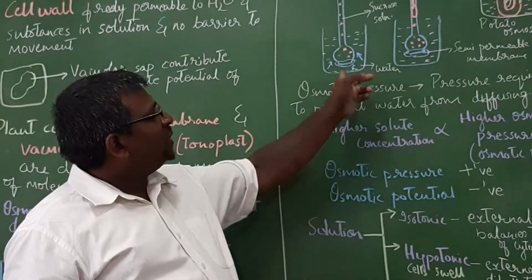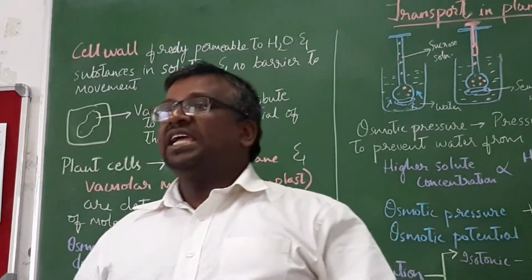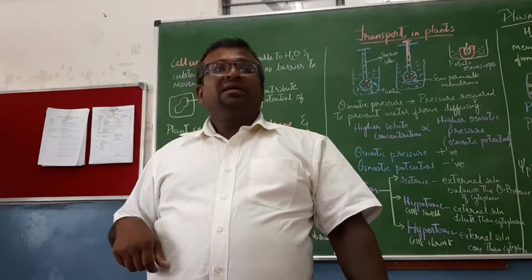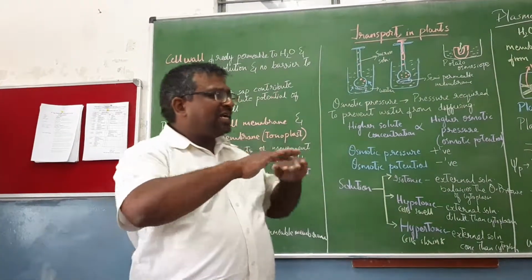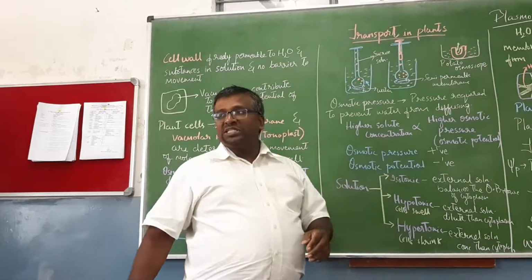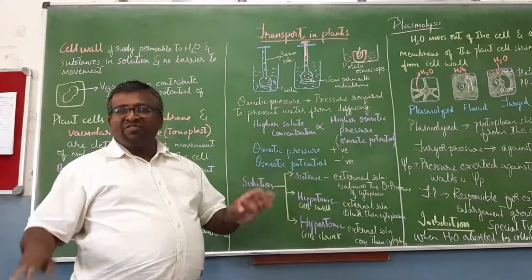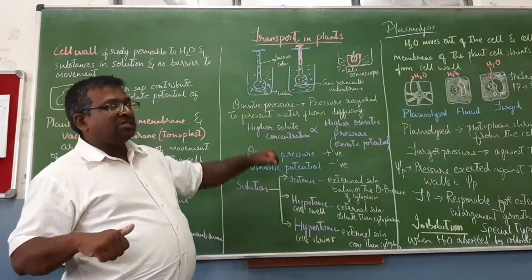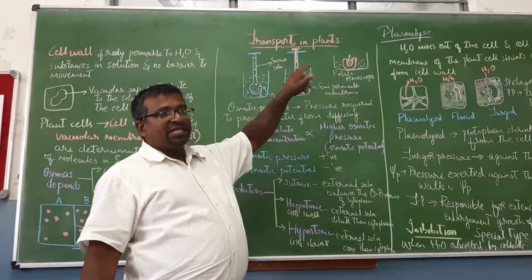So you see that there is an increase in the solution in the Thistle funnel, which indicates there is entry of water from the beaker into the Thistle funnel, because the Thistle funnel had lower water potential. Okay, this osmosis takes place until it attains equilibrium. Now in case of the second experiment, everything is same, but they want to prevent this osmosis from happening, entry of water from the beaker into the Thistle funnel.